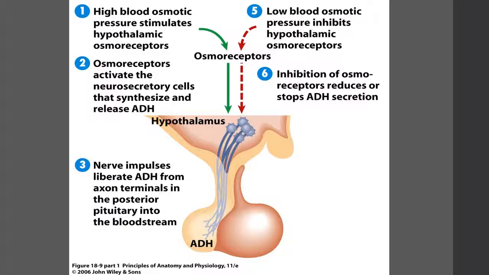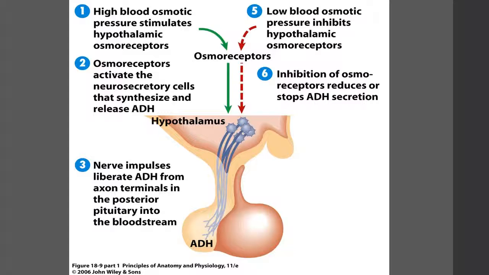A schematic, you can pause and go through all this and follow the path, but basically what it's saying is that in the hypothalamus there are osmoreceptors. Osmo means pressure. They detect the blood pressure. When blood gets too thick, it's going to cause the hypothalamus to detect that. Then ADH is released.